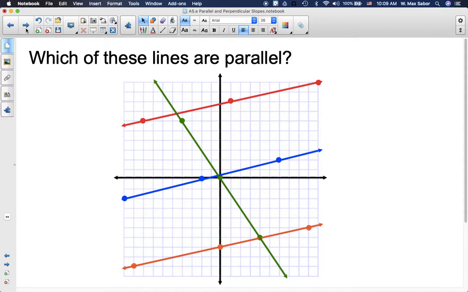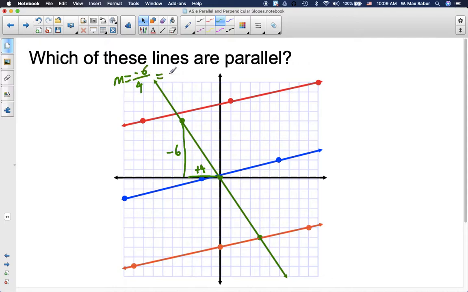So, which of these lines are parallel? It's tempting to say that there are 3 parallel lines here, but this is false. Not all of the lines are parallel. It should be pretty obvious that the green line is different. It has a slope of down 6 and right 4. So the green line has a slope of negative 6 over 4, which simplifies to negative 3/2.